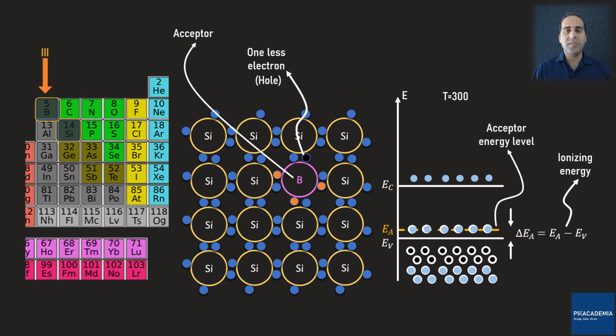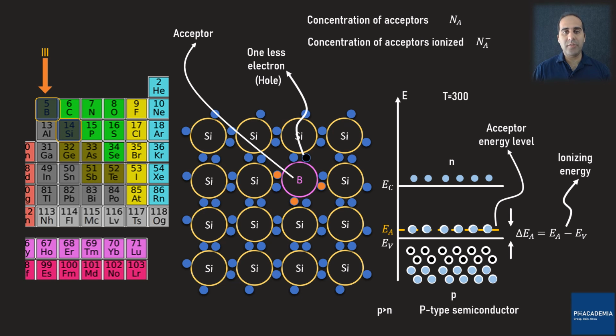If the concentration of acceptors is shown by N_A, the concentration of those acceptors that are ionized is N_A minus. Depending on the ionizing energy, N_A is or is not equal to N_A minus at a given temperature. Since in this case the number of positive charge carriers or holes is much higher than negative charge carriers or electrons, we call this doped semiconductor a p-type semiconductor.